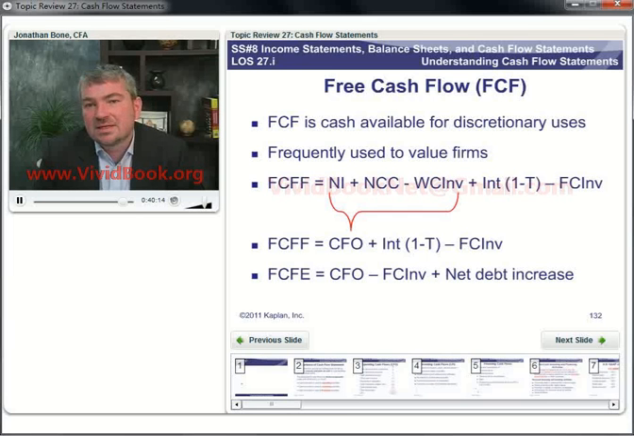Then of course subtract your fixed capital investment, because we're making the argument that fixed capital, i.e. capital expenditure, is not a discretionary cash flow. Okay, that's our free cash flow to the firm. Let's have a look at free cash flow to equity.